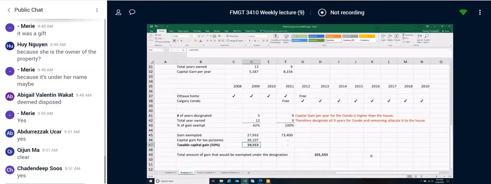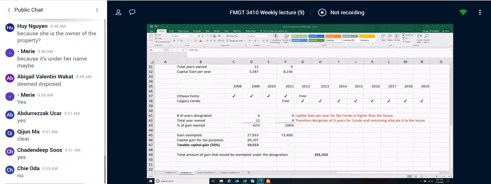And at the end of the day, 19,553 would be the taxable capital gain recognized. And by the way, when you do a principal residence calculation for the exam, it's important that you show the amount that is exempted as well as the amount that actually is going to be taxed. You have to show both. Any questions? She is good. Or anyone else?